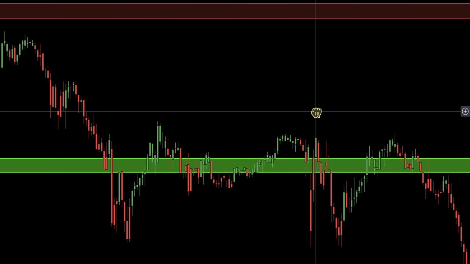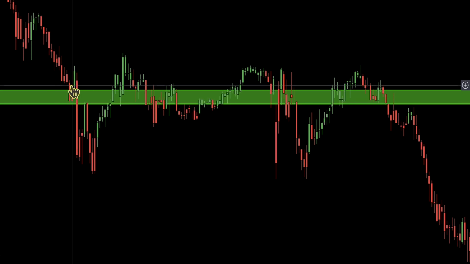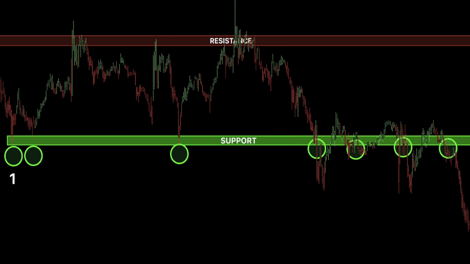And there you go. You can see that they lost the support area because they hit that area too many times. In this example, take a look how many times they challenge this support area, guys. And look at this, a total of 7 times.